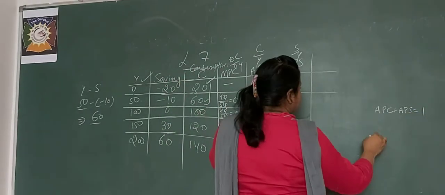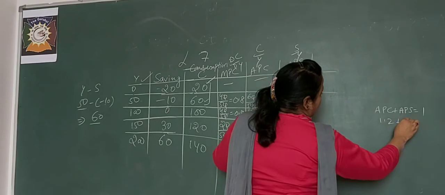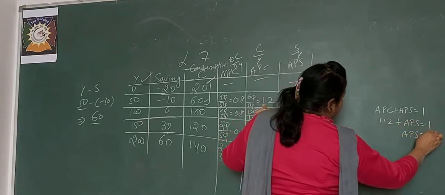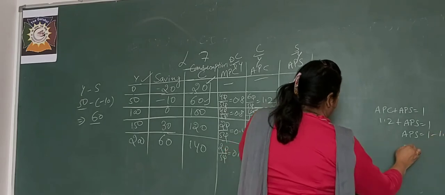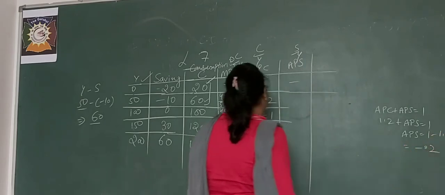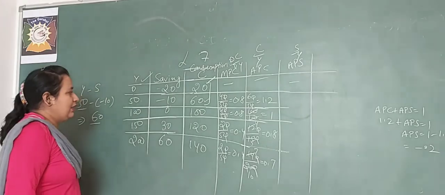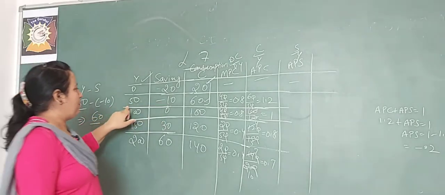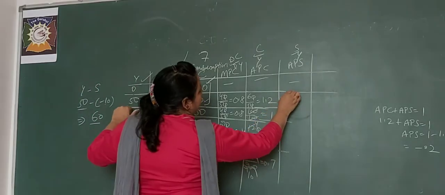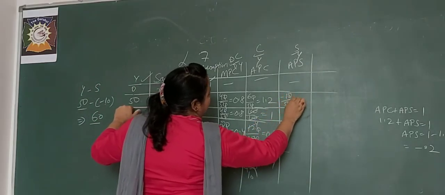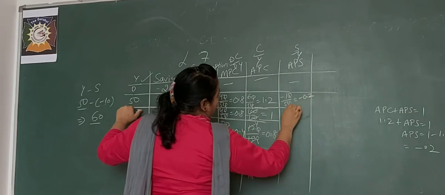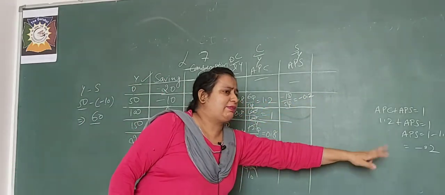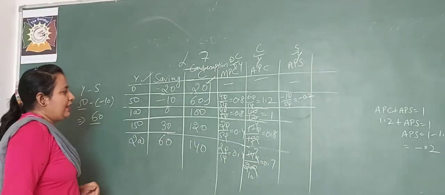तो APC is 1.2. APS, how will you find APS? APS is equal to 1 minus 1.2. It means minus 0.2. So by formula you will apply. How will you find? Find it. Minus 10 upon 50. You will find minus 0.2, or by this formula you will find the same, that is minus 0.2.